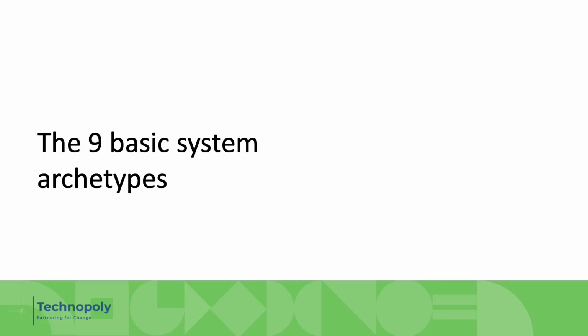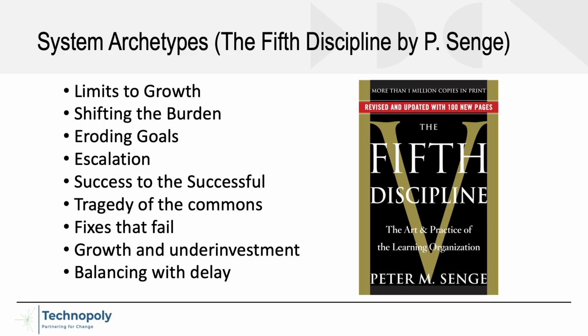In this lesson, we will cover 9 basic system archetypes. Most of these archetypes are extensively discussed by Peter Senge in his book on the 5th discipline. He talked about the limits to growth, shifting the burden, eroding goals, escalation, success to the successful, the strategy of the commons, which is quite extensively covered by other authors as well, fixes that fail, growth and underinvestment, and lastly, balancing with delay.